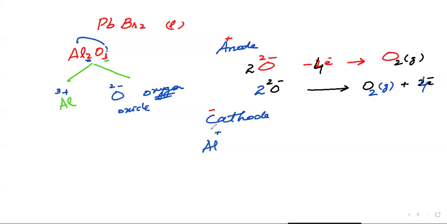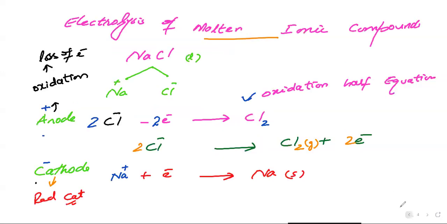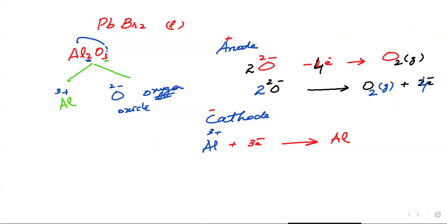What happens with aluminium? It has plus 3, so it will migrate toward negative electrode, cathode. Okay, guys. At this cathode, they will take up 3 electrons and convert into aluminium. So this is electrolysis of molten ionic compound. Next, there is electrolysis of aqueous solution. Guys, electrolysis of aqueous solution is a little bit more tricky. So I will make another video.